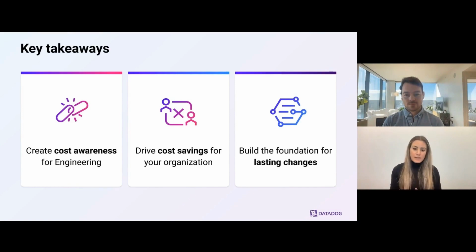Similarly, on the Datadog side, we were able to communicate with context to our teams and help create awareness for our engineering organization. And this resulted in them taking action and, again, drove cost savings for our organization. And lastly, in both cases, we were able to build a foundation for lasting changes by embedding cost consciousness into the fabric of our engineering organization.